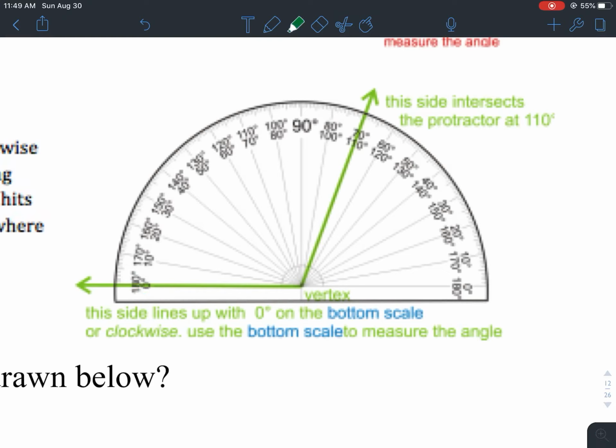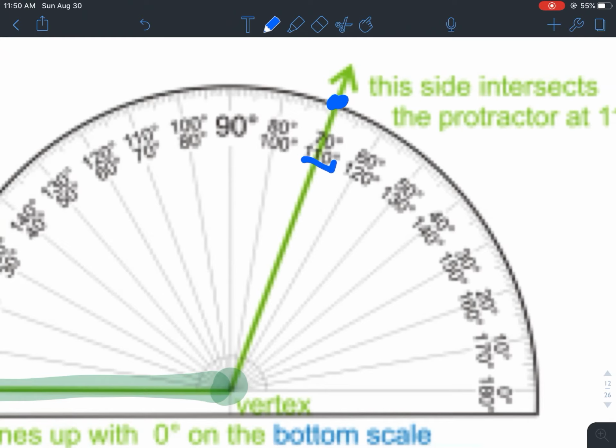So we're going to line it up with the 0, and we're going to put the vertex on the center of the protractor. And then we're going to take a look at where it intersects the other ray. So it intersects up here where the blue dot is placed. If you take a close look, you're going this way, clockwise, and it intersects at 110 degrees.